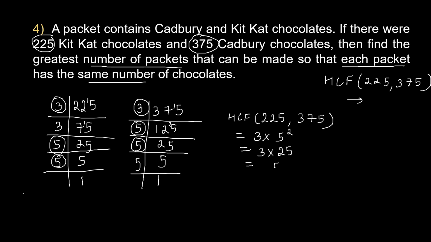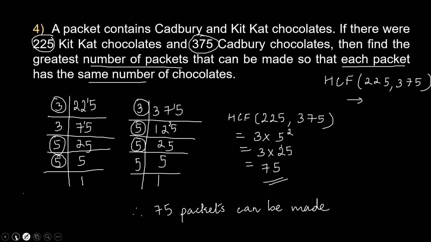So 3 5s are 15. Carry 1. 3 2s are 6, and 7. So 75. So the greatest number of packets that can be made are 75. So therefore 75 packets can be made with the same number of chocolates.